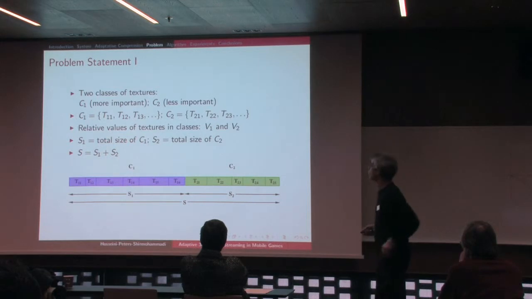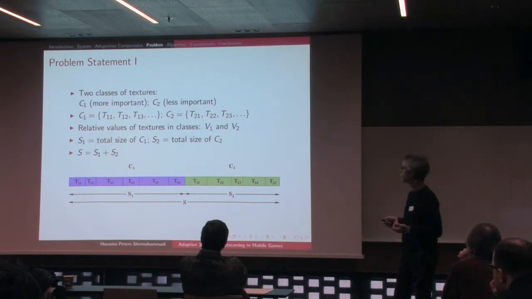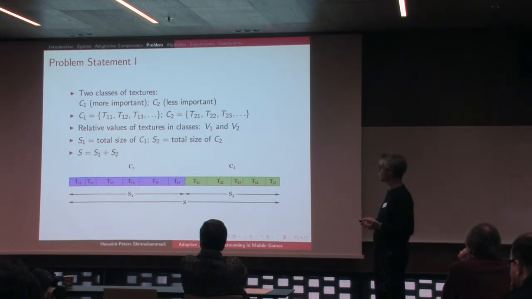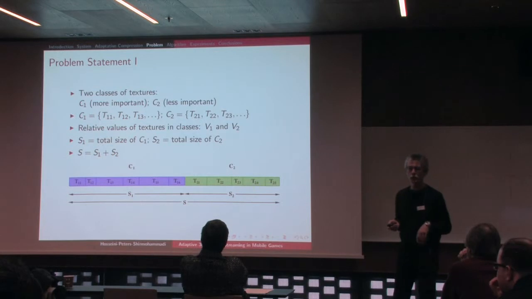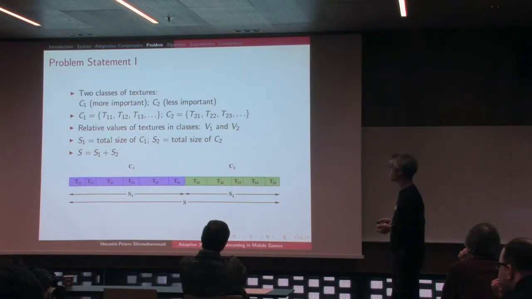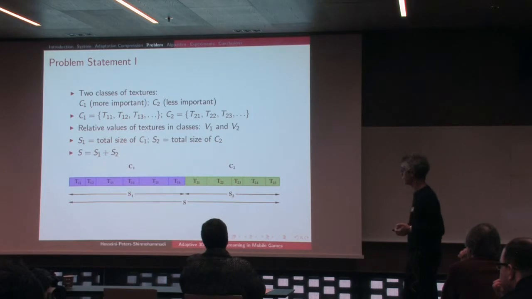Our problem statement. We started with two classes of textures. There are more important ones and less important ones. So these are the avatar and the enemy and so on. So we have two lists of textures, and we assign a relative value to the textures. The textures in class one are considered to have relative value V1. Class two would have V2, which is less than V1. S1 is the total size of these textures, S2 is the total size of these, and S is the total of all of them. So we have this scenario, the textures here in arbitrary order in class 1 and class 2, they have different sizes, total size S1 here, S2, and so on.